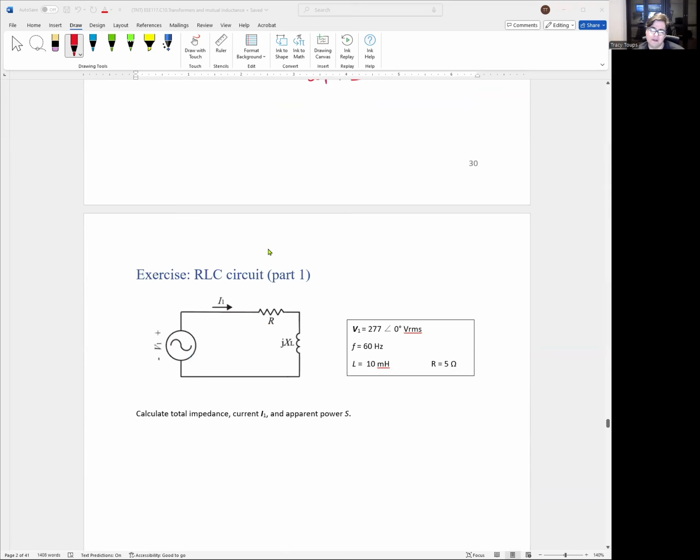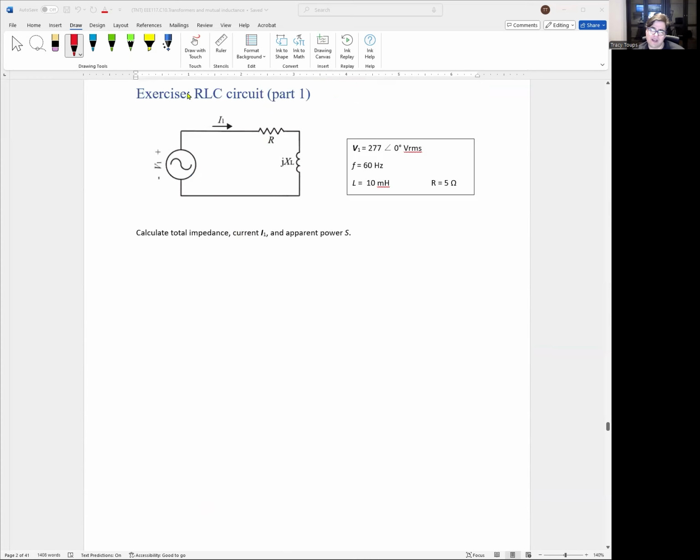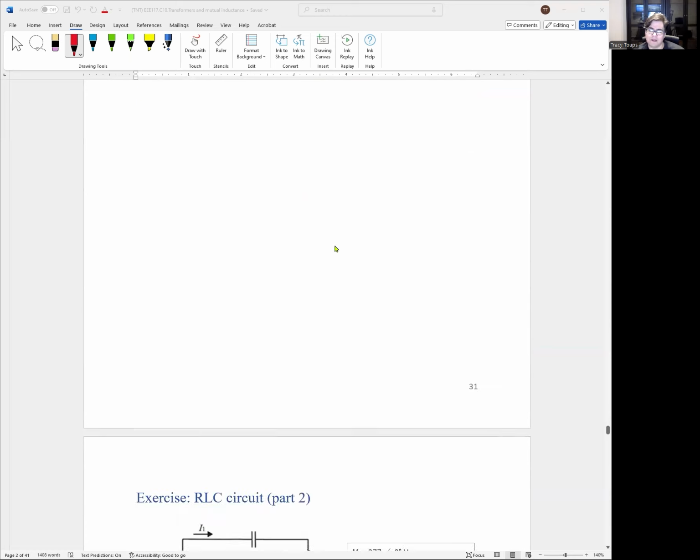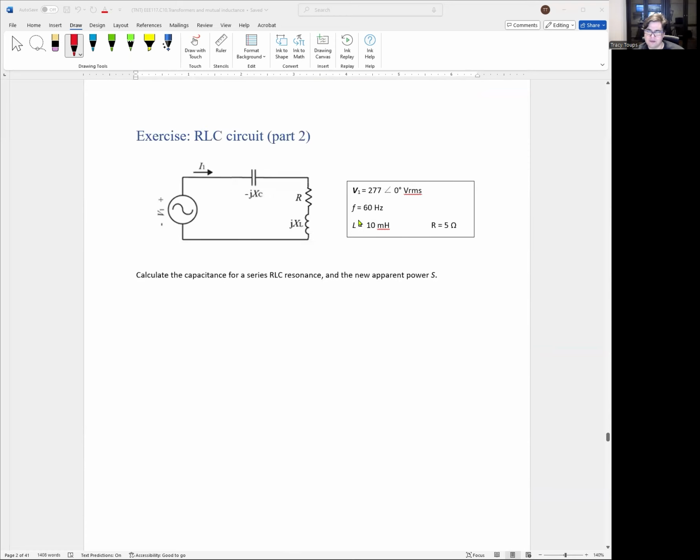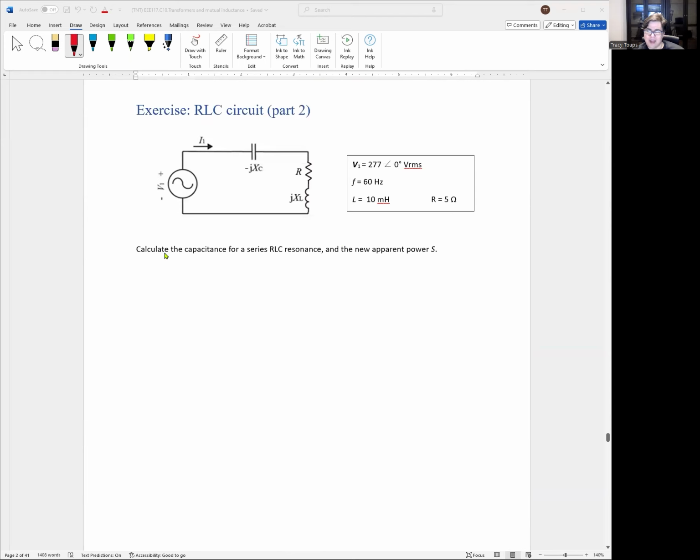Okay. So let's go ahead and do a little calculation for an RLC circuit here. I'm giving you V1 is 227 angle 0 degrees VRMS, F equals 20 hertz, L equals 10 millihenries, R equals 5 ohms. Go ahead and calculate I1 and apparent power S. If we've done this about 5 times, now it shouldn't be too hard for you. And then coming down here, adding in a capacitor, calculate the capacitance C.